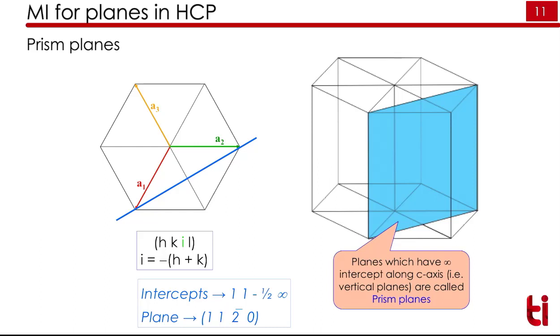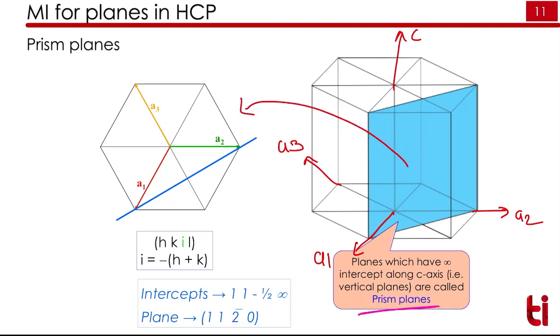Then the planes on the faces or parallel to the c-axis are called prism planes, and for these prism planes we can find the Miller indices very easily by using our same index system. So this is A1, this is A2, this is A3, and this is C. The plane is shown here for clarity. You can also use this technique if you have some confusion or doubt.